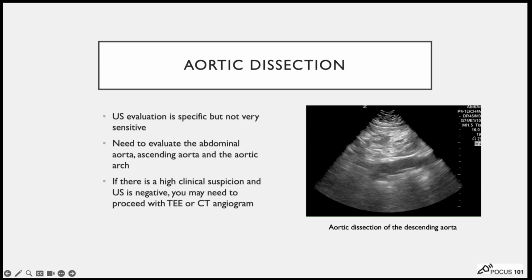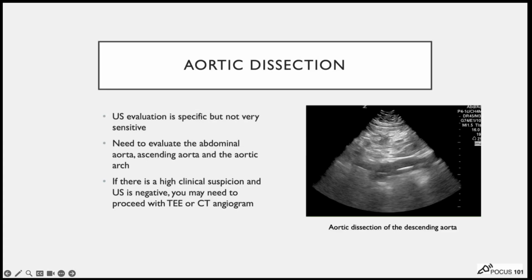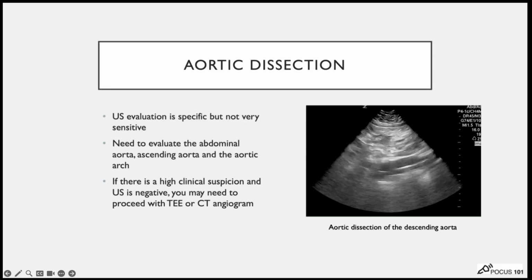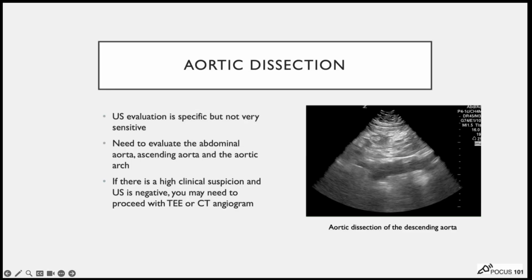Next thing you'll be evaluating for is evidence of aortic dissection. For this exam, ultrasound evaluation is specific, but it's not very sensitive. So if you have a high clinical suspicion of an aortic dissection and your ultrasound exam is negative, you should go ahead and proceed with a TEE or CT angiogram if the patient is stable.